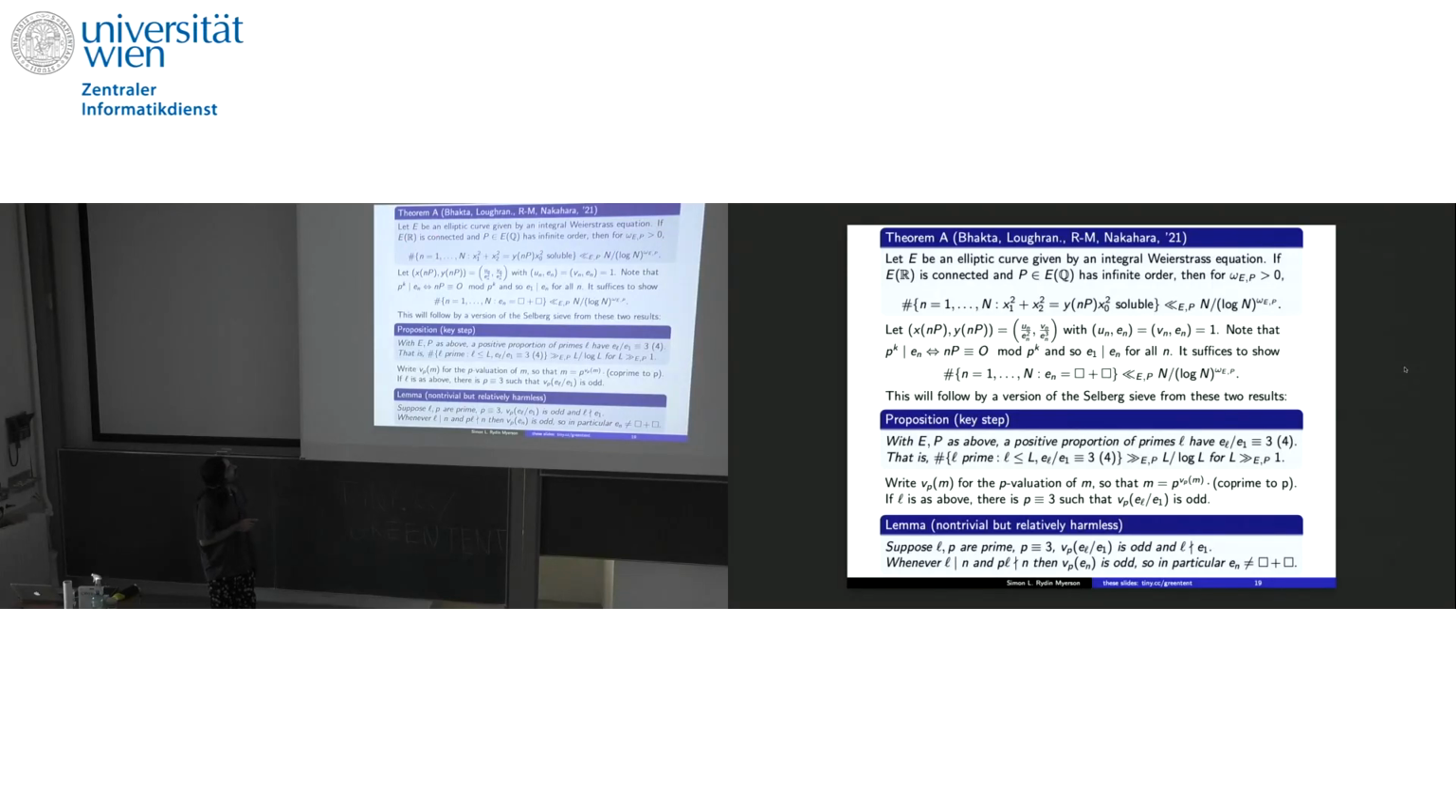So here again is the result. Here is some notation, most of which we've seen before. So again, we've got a fixed point, fixed elliptic curve. We take multiples of the fixed point. We write that in terms of coprime numerators and denominators.